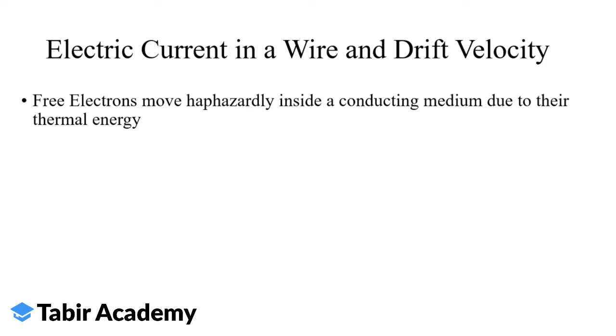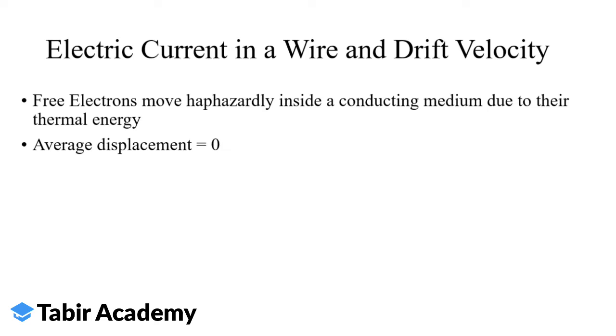Conductors, specifically metal conductors, have sufficient quantity, in fact a very large quantity, of mobile or free electrons. However, in the absence of any external force or source, these electrons move haphazardly and show a to and fro motion about their mean position. This happens because of their thermal energy. They do not actually move from, let's say, one end of the conductor to the other end. That is why we can say that their average displacement is equal to 0.